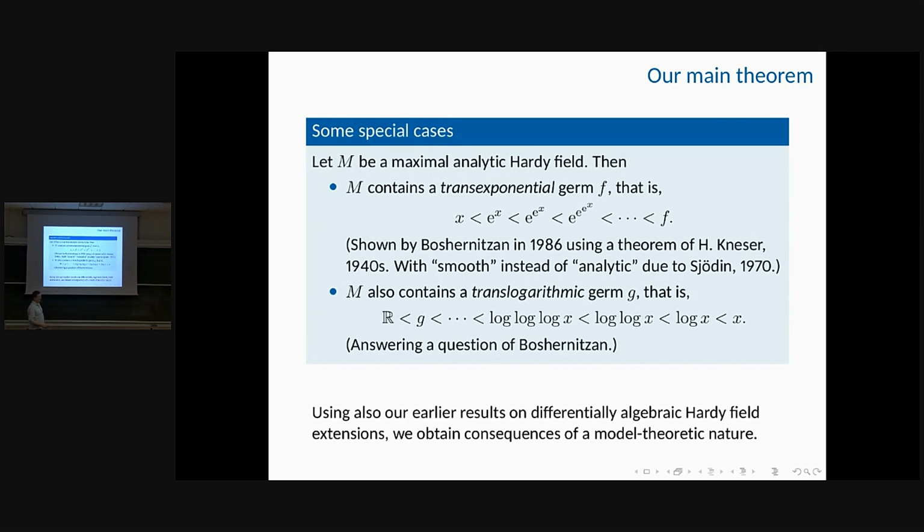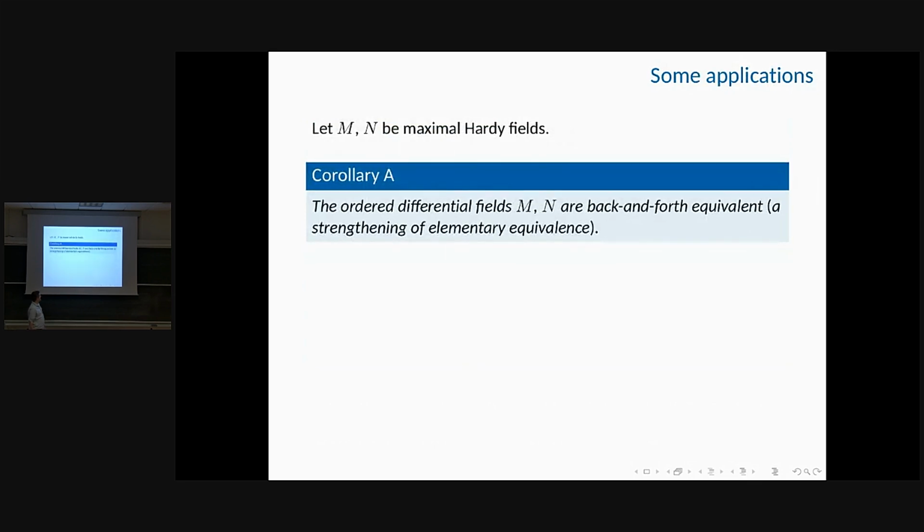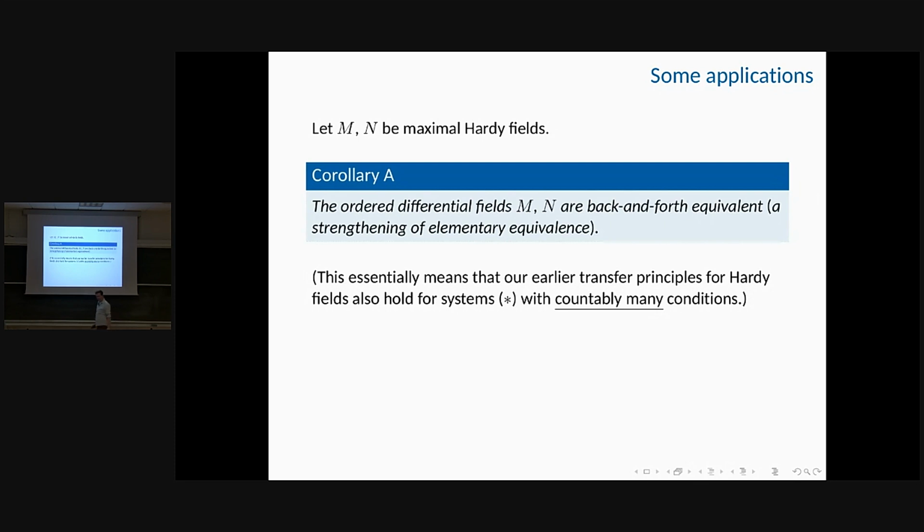Now, if you combine this with our earlier work, you actually get some logical consequences which are interesting. The first one is that if you have two maximal Hardy fields, they will be what the logicians call back-and-forth equivalent. I don't want to explain what this means, but essentially it means that instead of systems with finitely many conditions, you also allow systems with countably many conditions.